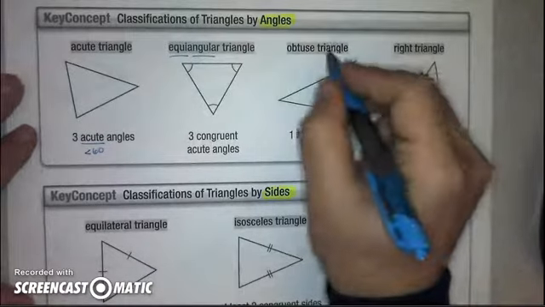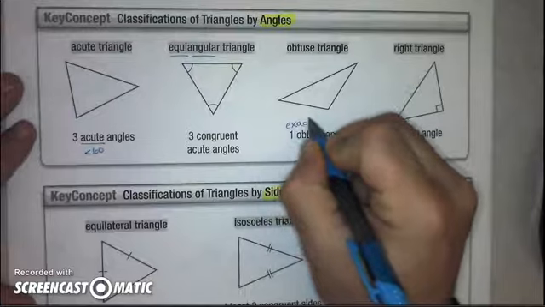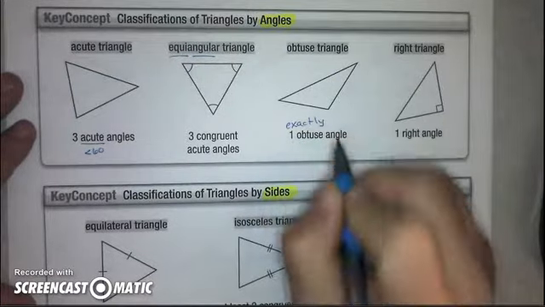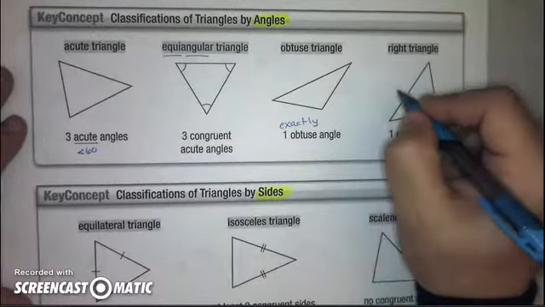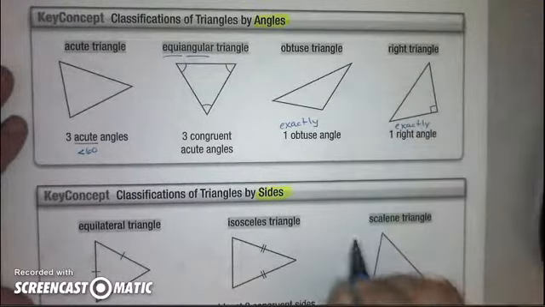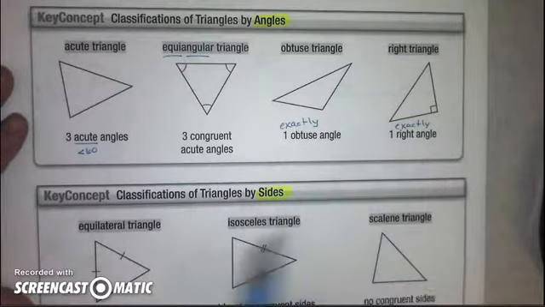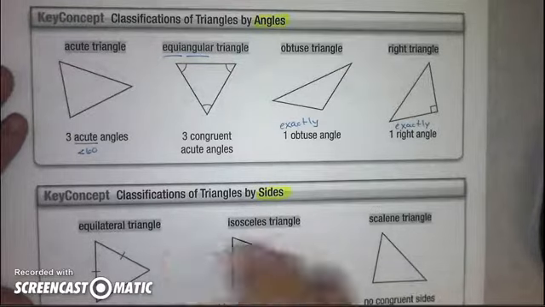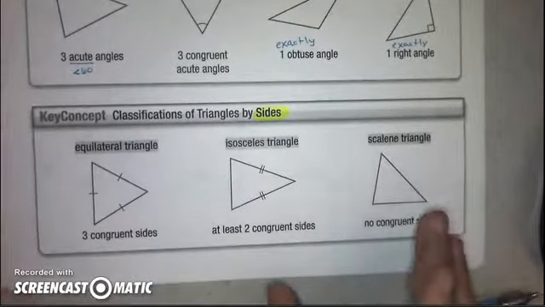But then, if we call it an obtuse triangle, that means there is exactly one obtuse angle, and it could also be a right triangle in which there is exactly one right angle. You cannot have two obtuse angles, you cannot have two right angles for it to still be a triangle. All right? But then we also can classify by sides.